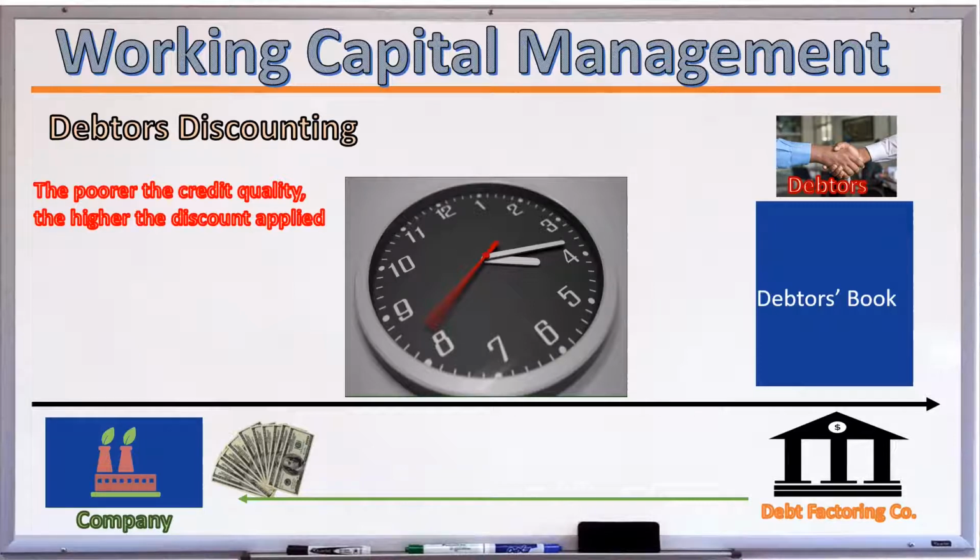However, if the credit quality of the debtors book was poor, the debt factoring company may only offer, say, $6 million in funding in return for the $10 million debtors book, and this would represent a circa 66% rate of interest on the transaction.